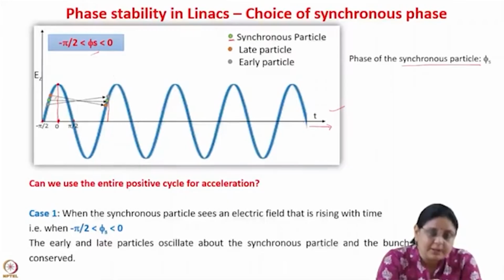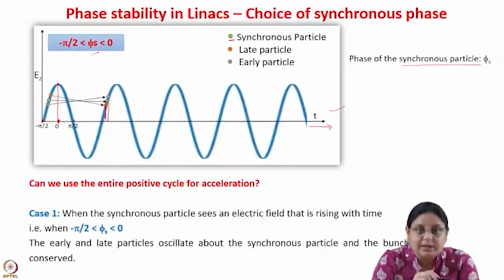Similarly, the late particle sees a field which is higher than the synchronous particle. It gets more energy gain as compared to the synchronous particle, moves faster, and in the next gap it reaches earlier than the synchronous particle. So you see here that it has become the early particle in the next cycle. So you can see that the early and the late particles oscillate about the synchronous particle.